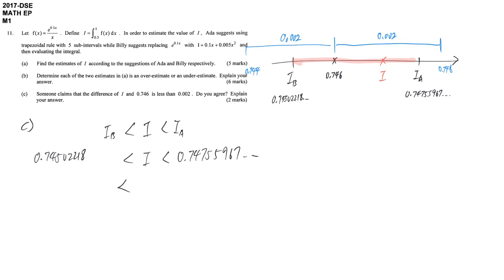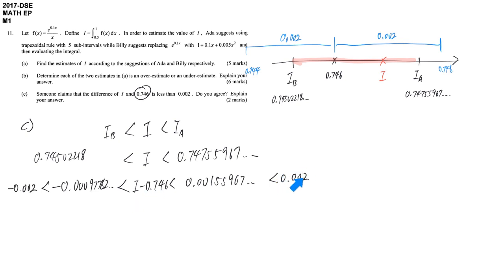And we are going to compare I with 0.746. So what we are interested in is the difference between I and 0.746. Then we subtract the same value from both sides. Right hand side gives you 0.001555967, which is smaller than our 0.002. And left hand side we have negative 0.0009778, again, it's less than negative 0.002 in magnitude. That's why the difference will not exceed this amount. Then we can agree with the claim.